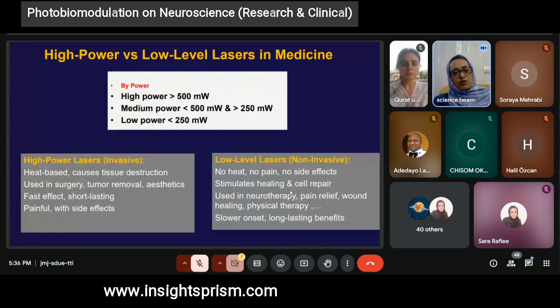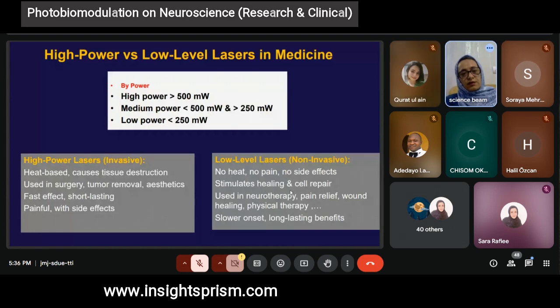So as a result, the high power laser is a kind of invasive approach. It gives you a hit, more removal, and however, it's fast and effective but short lasting, and using the high power laser is usually painful and comes with side effects.